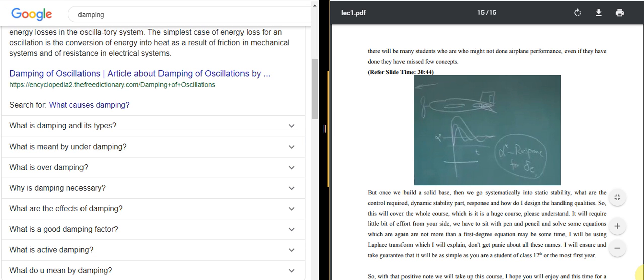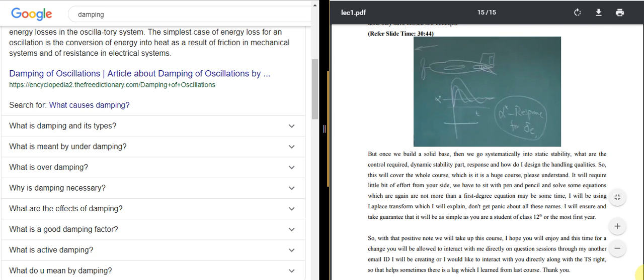I will be using the Laplace transform, which I will explain. Don't panic about all these names. I guarantee that it will be understood. The Laplace transform is a mathematical concept. It is a mathematical series, and it has a defined formula, named after a scientist. So we'll go as our professor teaches us, and it will help us gain understanding.